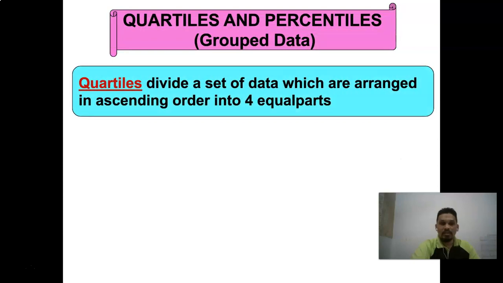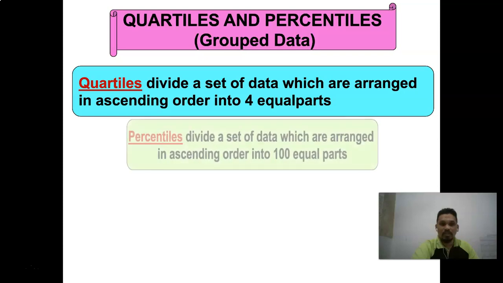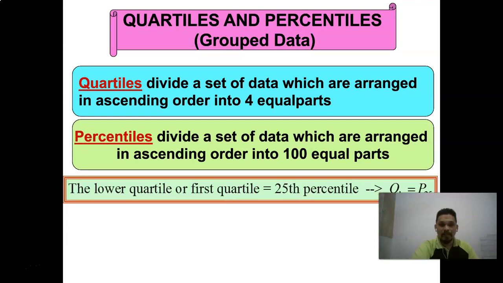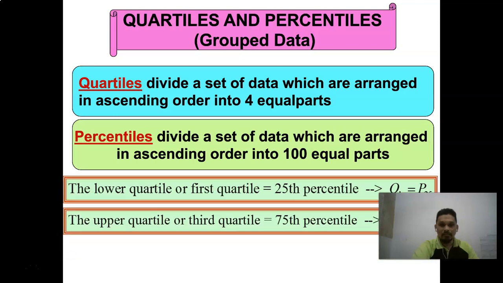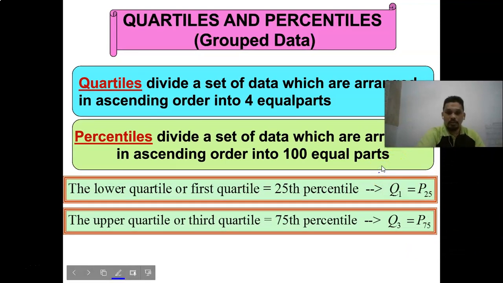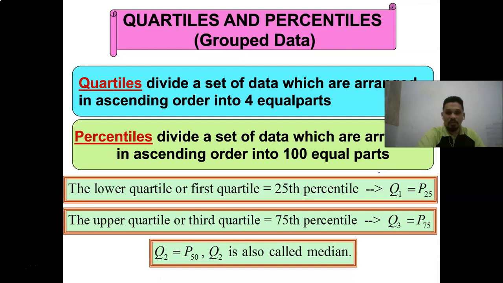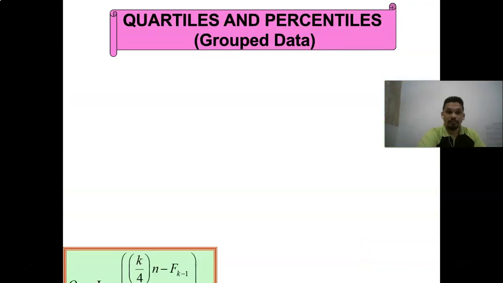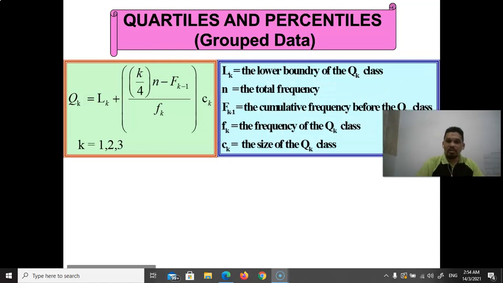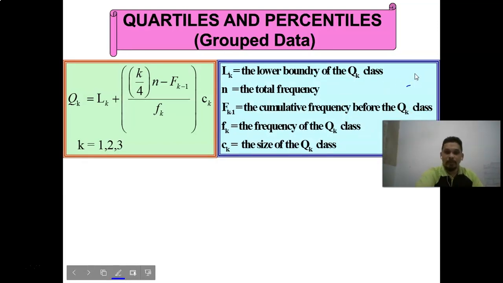Quartiles and percentiles. Quartiles divide a set of data which are arranged in ascending order into 4 equal parts. And percentiles divide a set of data which are arranged in ascending order into 100 equal parts. And this is it. Then the upper quartile is the third quartile, and the second quartile, or P50, is also called the median. So this is the formula, which I think you may refer to in your lecture notes.